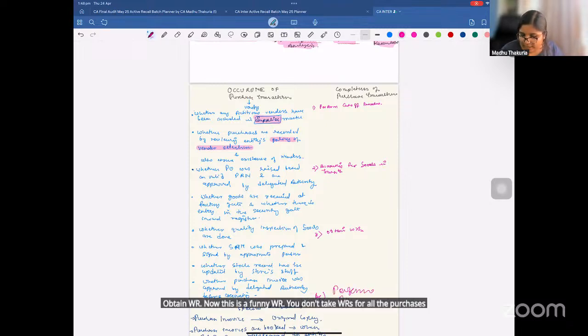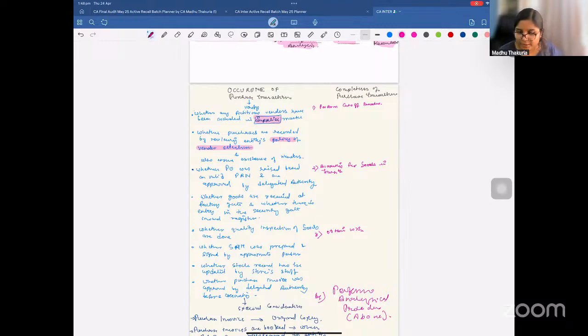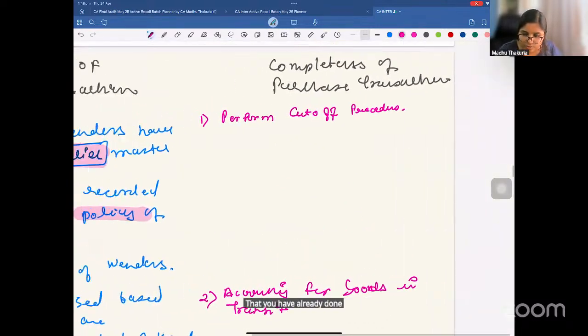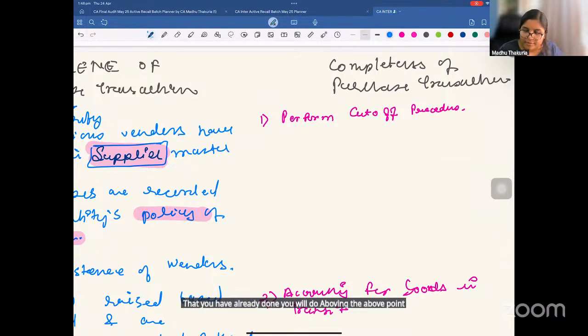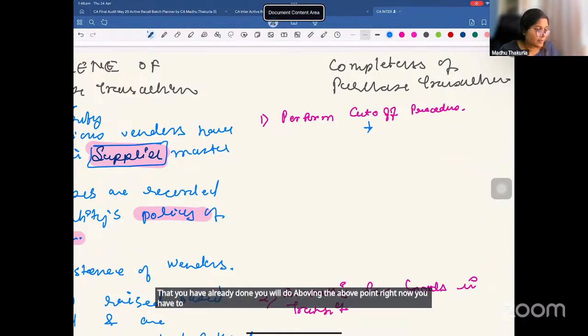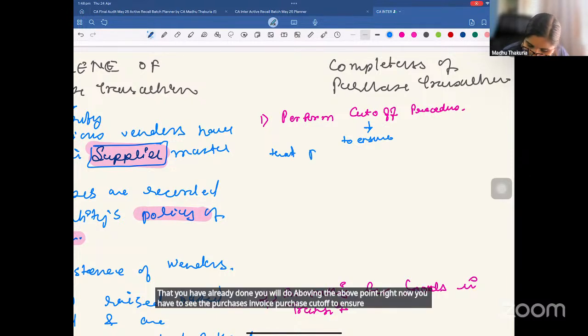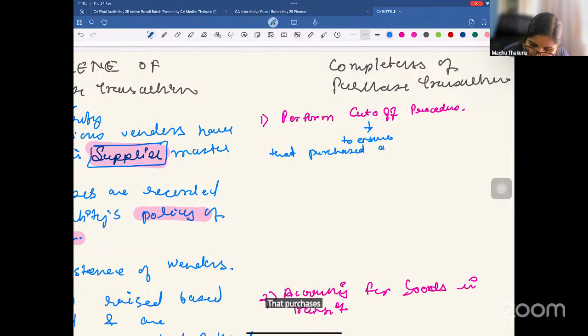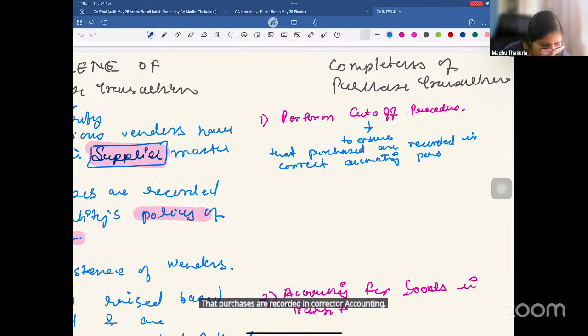Then you perform analytical procedures that you have already done. You will do that in the above point, right? Now, you have to see the purchase invoices, purchase cutoff, to ensure that purchases are recorded in the correct accounting period.